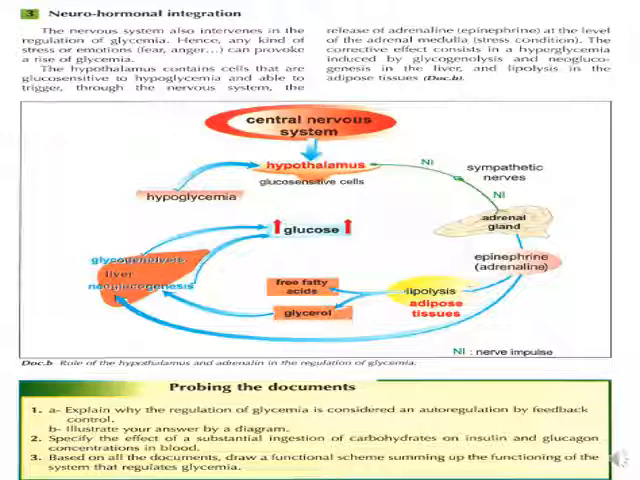Part 1 asks to explain why the regulation is considered as autoregulation. Already we solved this. We're not going to illustrate it in the diagram. Part 2 specifies the effect of the ingestion of carbohydrates on insulin and glucose concentration. We will solve this together.